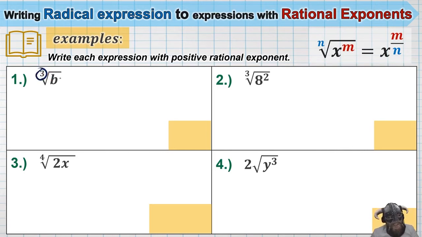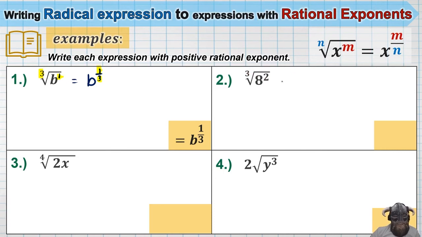So, titigan natin. Dito, ang index natin ay 3. At dahil walang nakalagay na exponent ni b, it's automatically equal to 1. So, to convert this one into an expression with rational exponent, this will just be equal to b raised to 1 over 3. Once again, yung denominator natin na yan ay nanggaling dun sa index at ang numerator natin na 1 ay nanggaling dun sa 1 nung ating exponent ni b. Okay, so our answer is correct. Next, we have now the given, the cube root of 8 squared.